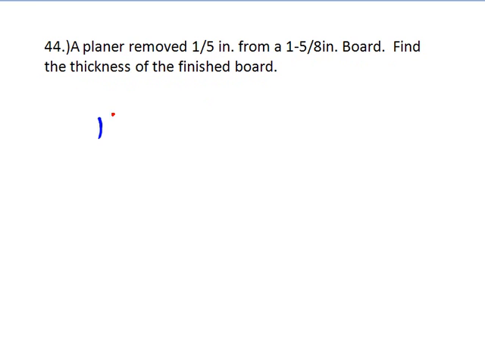Okay, so we have a 1 5/8 board. And we are removing. Removing is equal to minus 1/5. Okay, now we know when we subtract fractions, we need least common denominator, so we'll make that into 40ths. We need to multiply this by 5. We need to multiply this by 8.